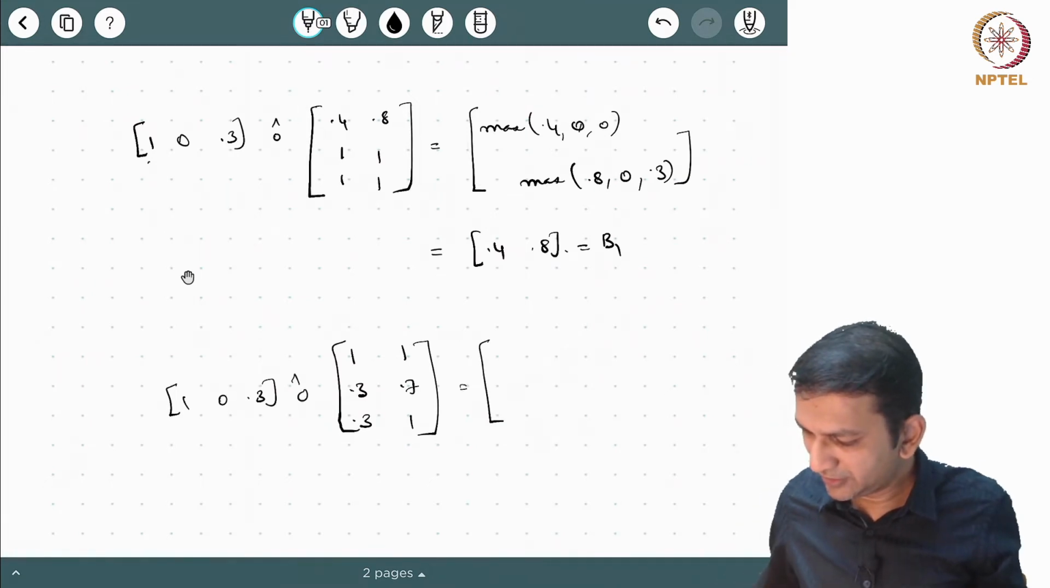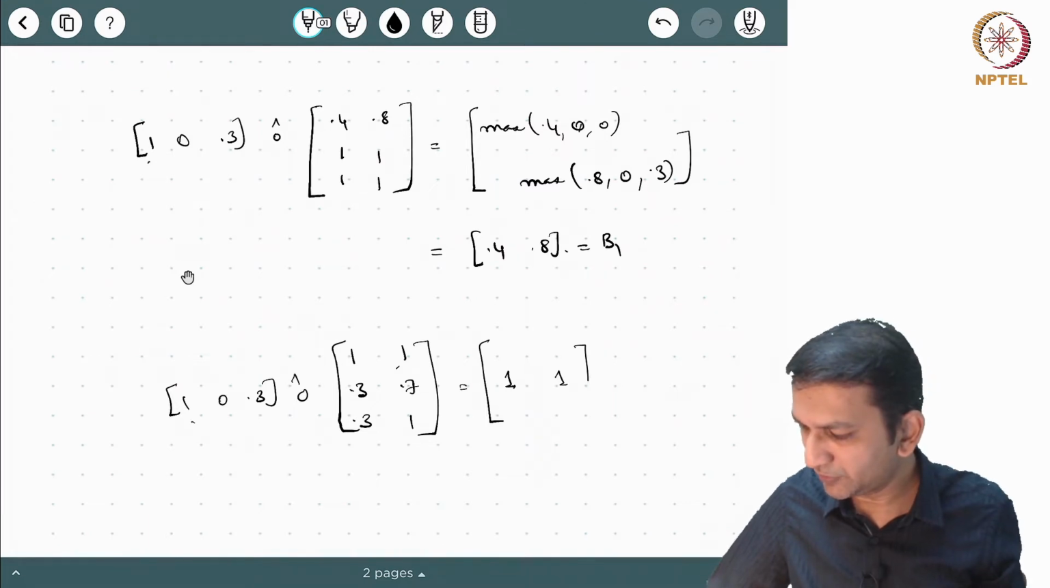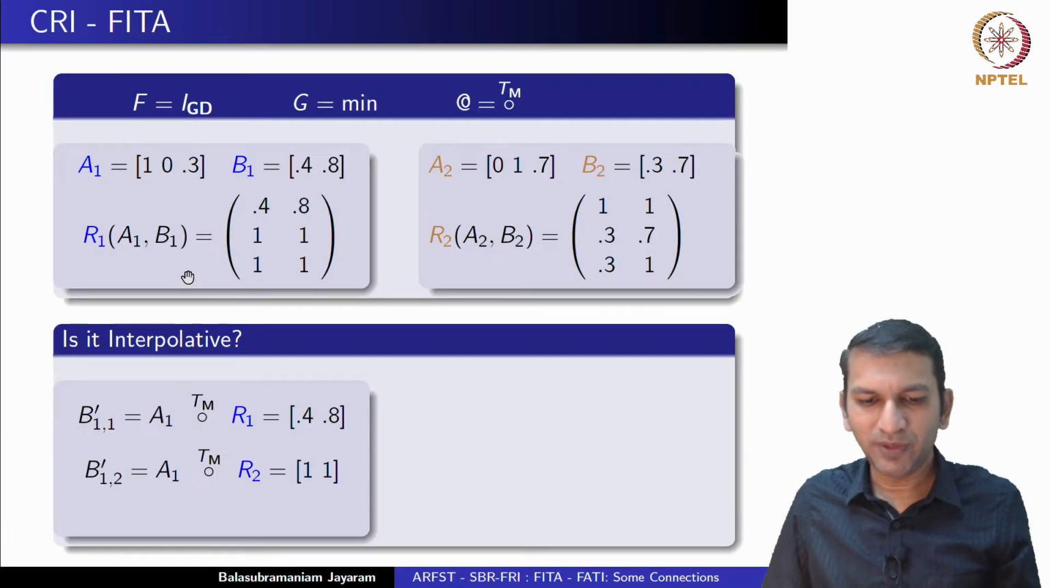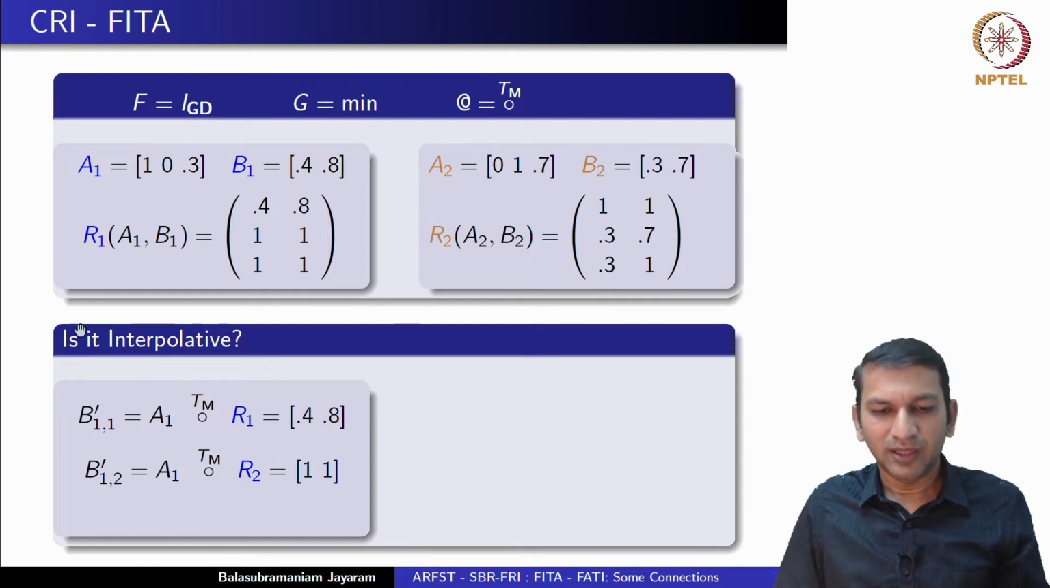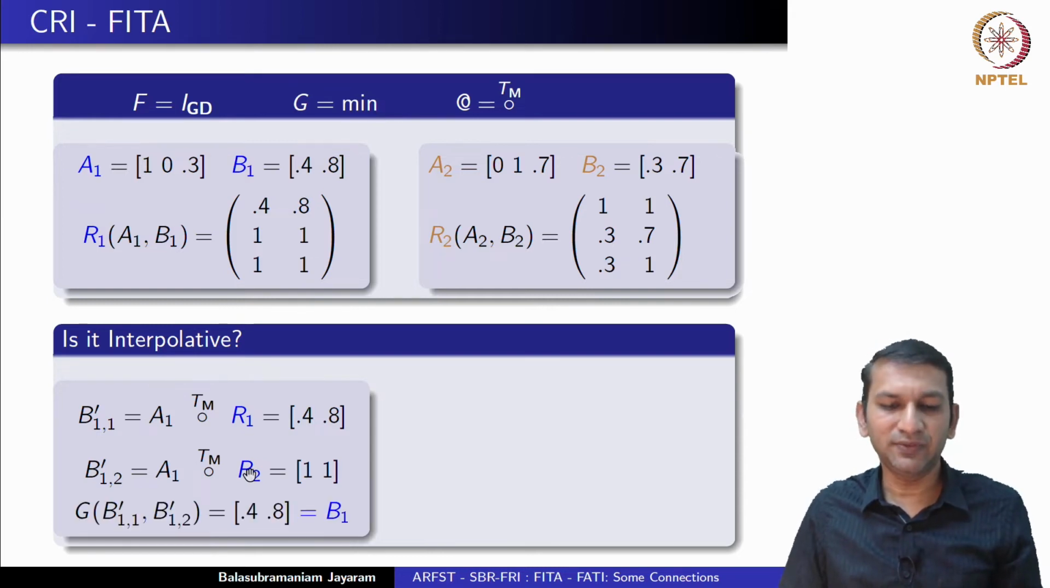Allow me to write it directly. 1, 1 is 1, max. So then essentially it is 1. Once again, 1 and 1, it is 1. Max of this cannot be greater than 1. So it is 1, 1. So what we get is 1, 1. Now, these are individual inferences, B dashes. So we need to aggregate them using G, which is min. And what we find is, in fact, we get B1 itself.